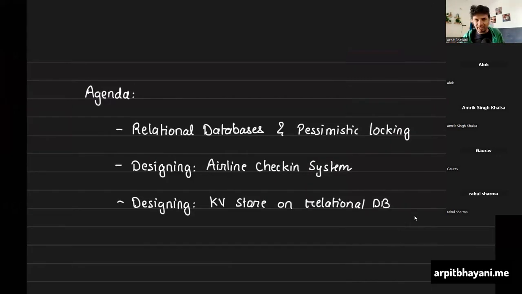So the agenda for today is relational databases. We understand them briefly, and we all have used them, so we would not spend a lot of time. But where we would be spending a lot of time is around understanding locking, especially pessimistic locking. This is one of the most neglected topics, if I may put it, of all time.